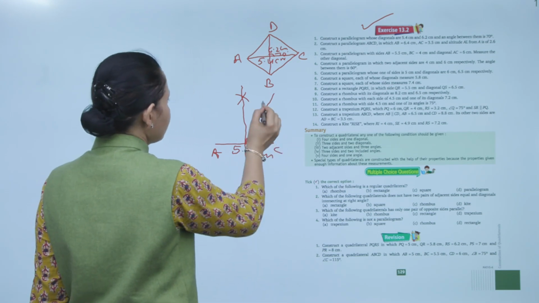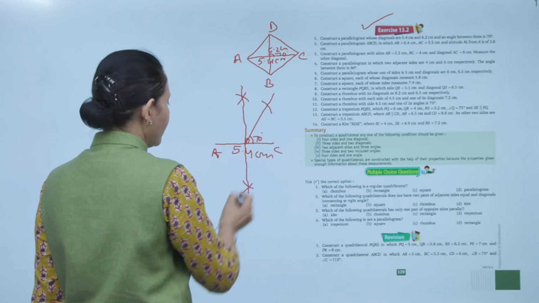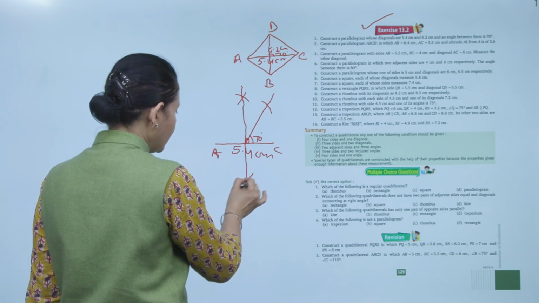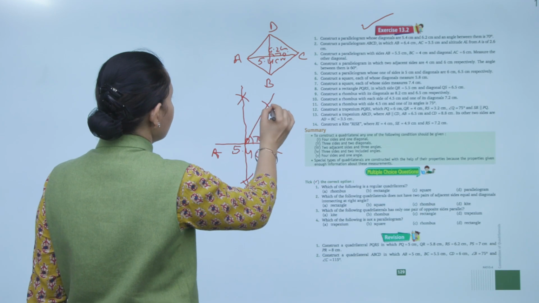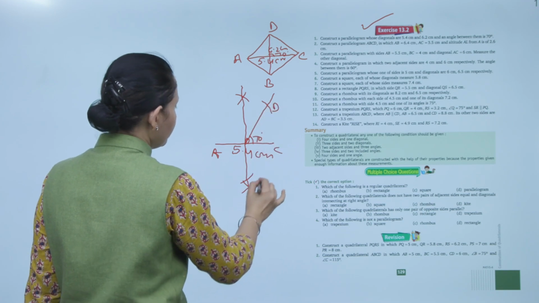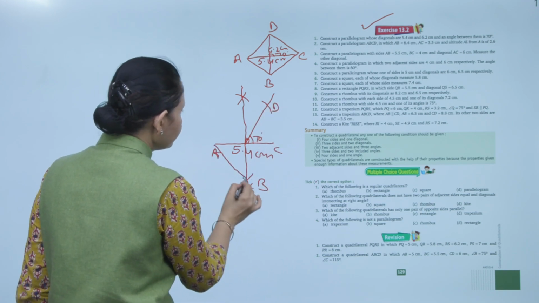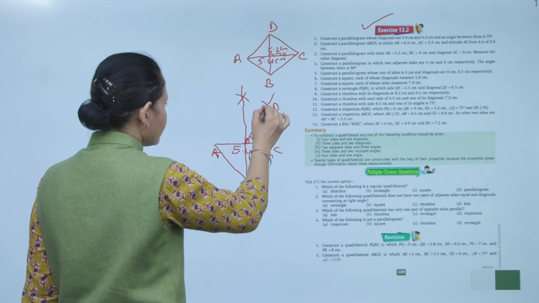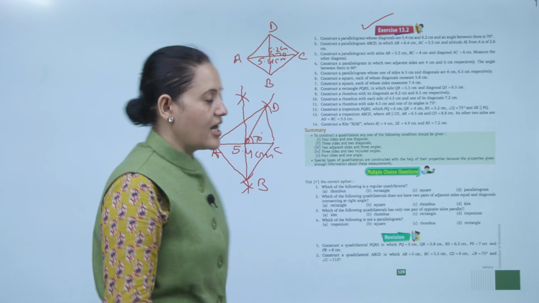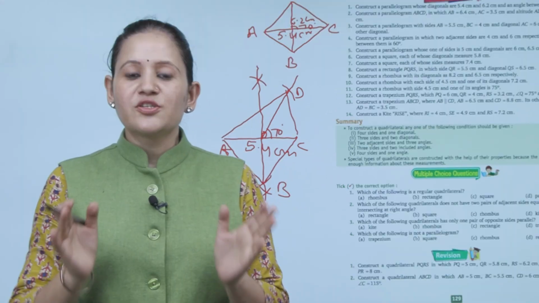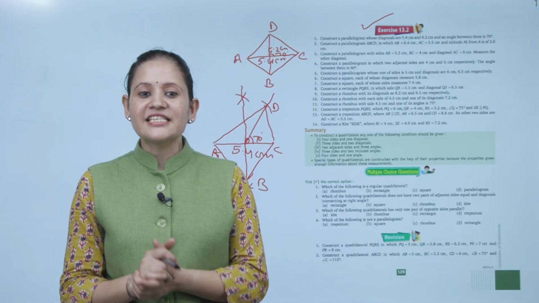So take C as a center, draw an arc, and here also one arc. So this is our point D and this is our point B. We'll join them. So this is our required quadrilateral. Clear? So practice all the questions. Next is summary.